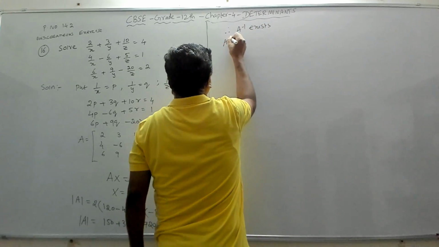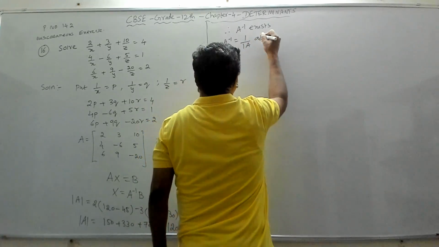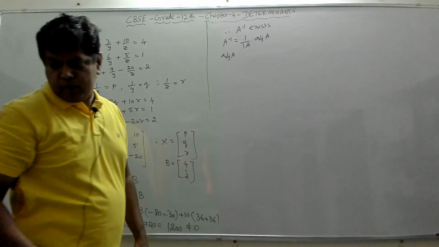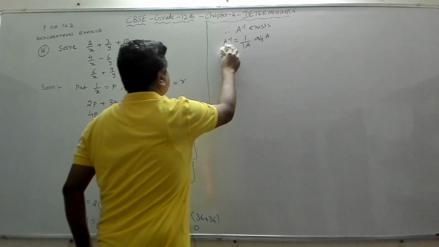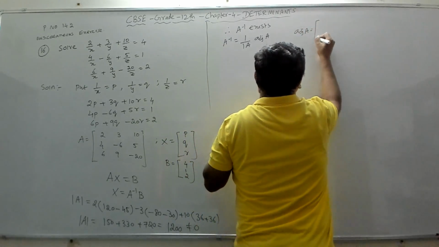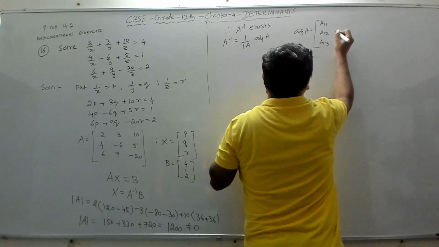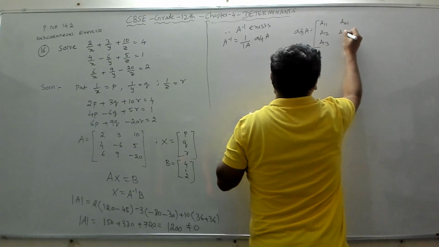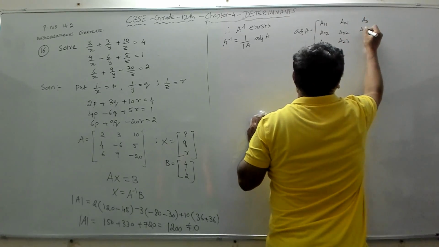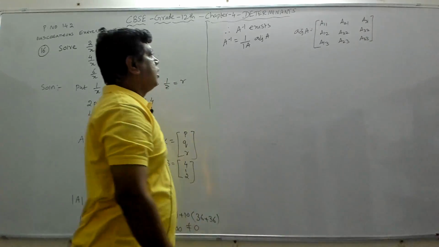And what is A inverse? A inverse is given by 1 by determinant of A into adj of A. Now we should find what is adj of A. Adj of A matrix is given by, I'll write it here. So we have to find adj of A matrix. And what is adj of A matrix? Adj of A matrix is A11, A12, A13, A21, A22, A23, A31, A32, A33. That is our adj of A.